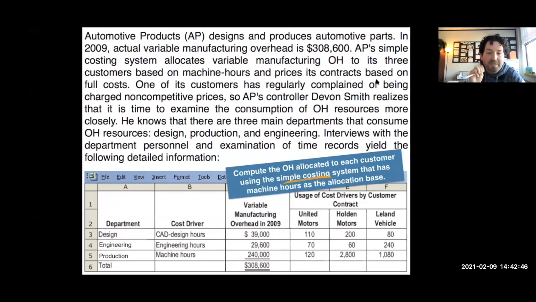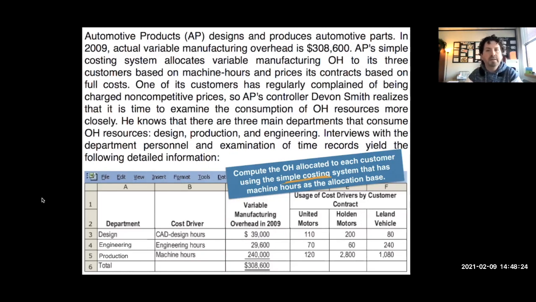If we were doing activity-based costing right now, how many rates would we have? We'd have three. Very good. Three activities, one rate for every activity. But in this case, we're just doing simple costing right now. So again, the process is the same. Calculate your rate, which you only have one, then use that rate to allocate the cost to your three customers. I'll give you a couple minutes to work on this on your own, and then we'll come back together and take a look at it.